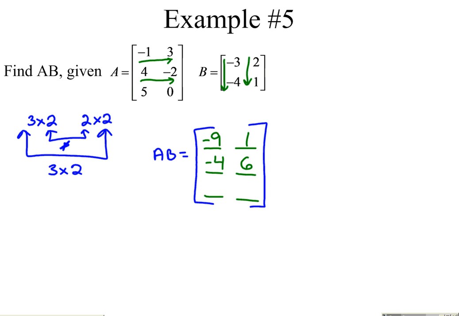Move on to row 3, back to column 1. Negative 15 plus 0. Finally, the last entry is row 3, column 2. 10 plus 0 is 10. There's our product, A times B.